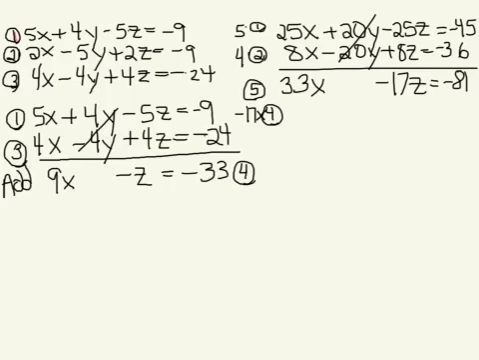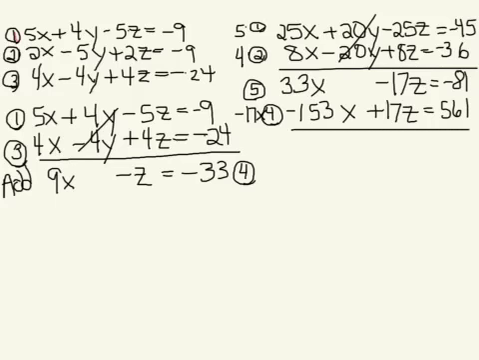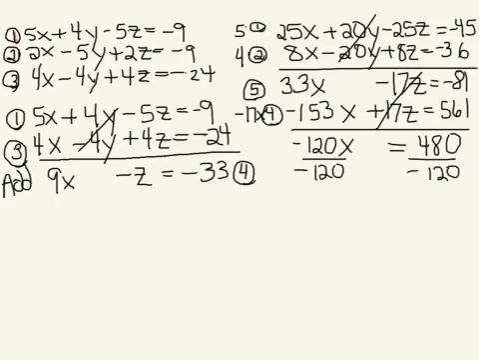By multiplying each of these numbers by -17, I get -153x plus 17z, that's what I wanted, 17 but opposite sign, equals 561. All right, one more adding. When we add equations 5 and 4 together, what do we get? In the x spots I get -120x, my z's are gone, equals 480. And so finally I can solve for x just by dividing both sides by negative 120. So x is equal to negative 4.